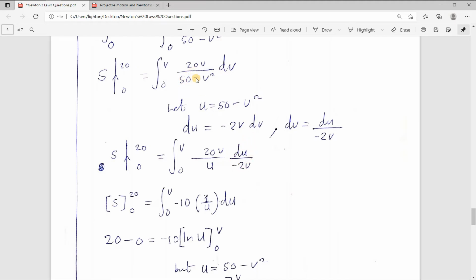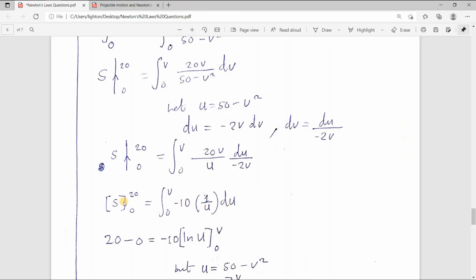And this denominator, we've made it to be u. This is the u we're having here. And the 20v is maintained as it is there. So dv is just du over minus 2v. And we have that. So as you notice, the v will cancel with the v, and the 2 will divide into the 20, and we get negative 10. The 1 over u will come back with the du.